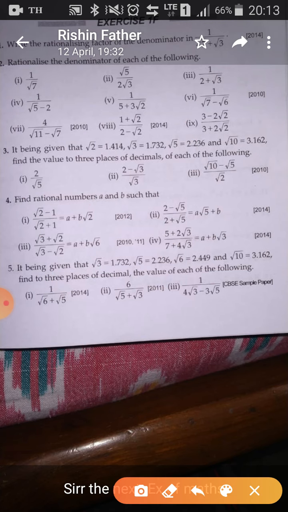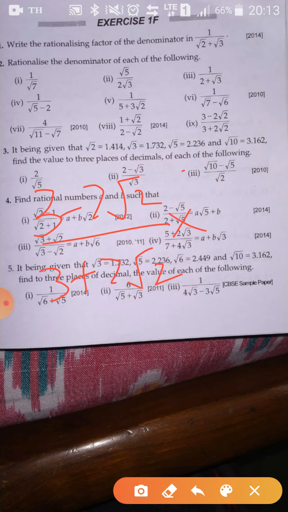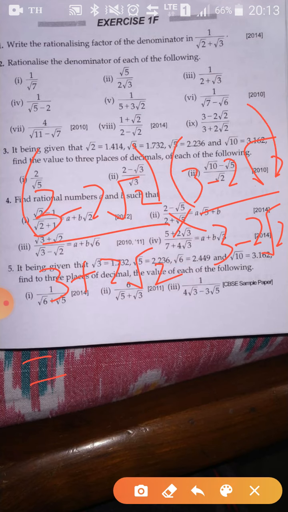I'll have to copy this down again. Wait, 1 minute. 3 minus 2 root 2 by 3 plus 2 root 2. If you multiply it, you get 3 minus 2 root 2 by 3 minus 2 root 2. You know what to do with the denominator. I won't tell you what to do with the denominator anymore. So in the numerator you see they have the same things, 3 minus 2 root 2 into 3 minus 2 root 2.